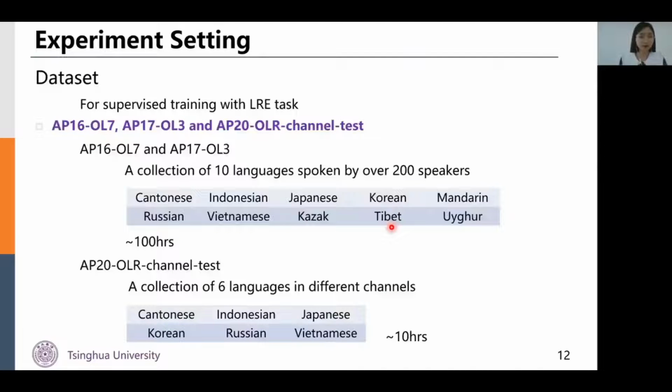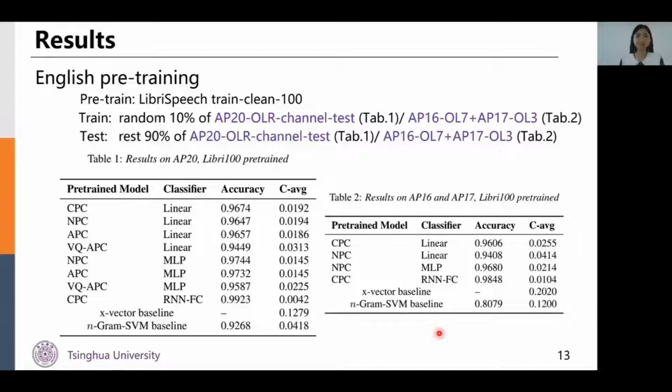For LRE task, we use the dataset from Oriental Language Recognition 2020 Challenge, including AP16 and AP17 and AP20 OLR channel test. The first two subsets are put together to get a collection of 10 languages spoken by over 200 speakers. The total duration is about 100 hours. The AP20 OLR channel test is a collection of 6 languages in different channels. The total duration is about 10 hours.